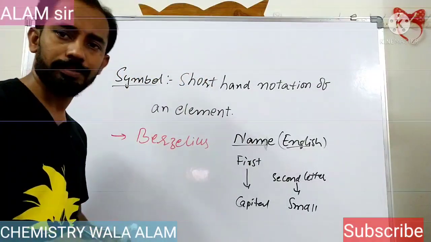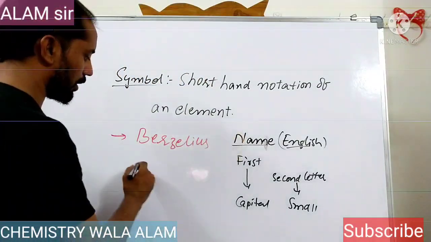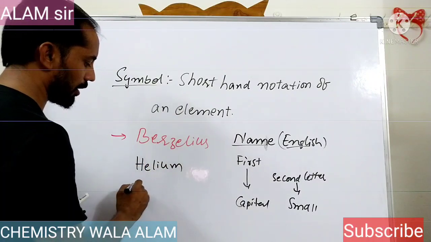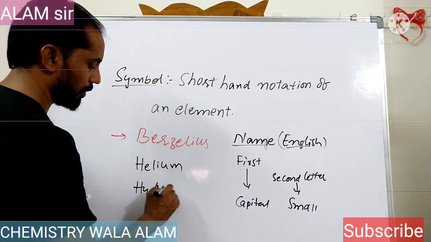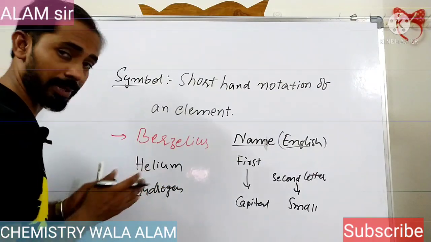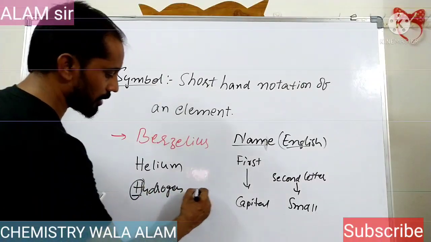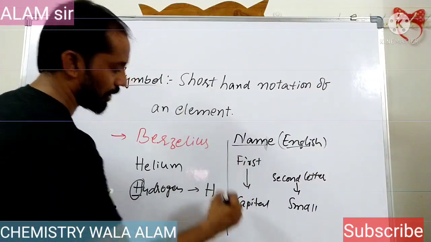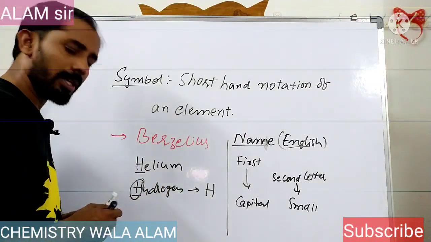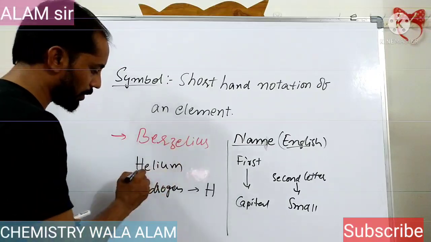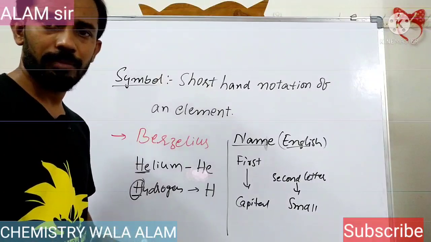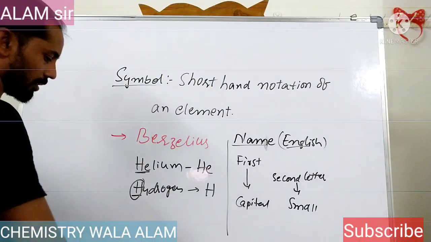Suppose we take helium and hydrogen. First, hydrogen is considered because its atomic number is 1. So the first letter is H. Instead of writing hydrogen, you can write H. But helium also starts with the letter H, so we go to the next letter, and the symbol of helium is He. So we will discuss the elements 1 to 30.